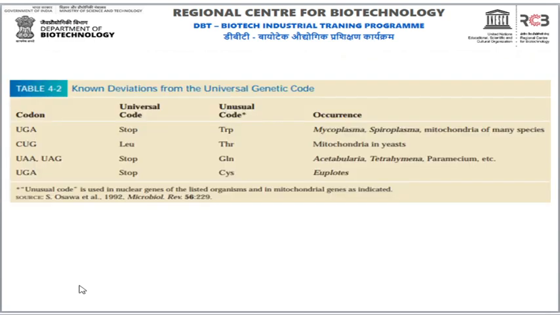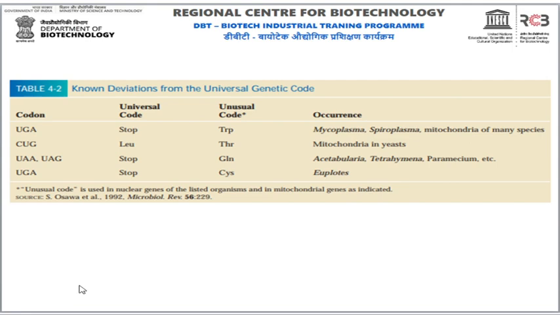Okay. Next, we are going to study a few deviations from the universal genetic code. So first codon is UGA, which codes for stop codon, but in Mycoplasma, Spiroplasma, and mitochondria from many species, it codes for the amino acid tryptophan. Okay, next is CUG. In most animals, it codes for the amino acid leucine. But in mitochondria and yeast, it codes for the amino acid threonine.